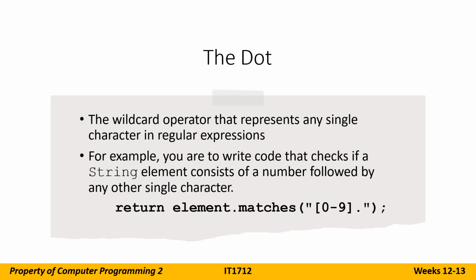The dot, the wildcard operator that represents any single character in regular expressions. For example, you are to write code that checks if a string element consists of a number followed by any other single character. Return element.matches("[0-9].").